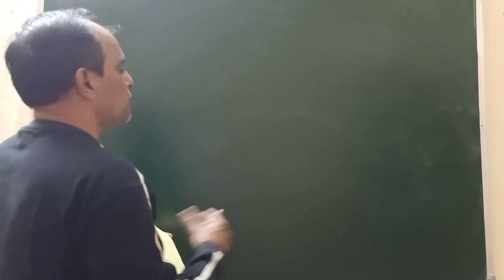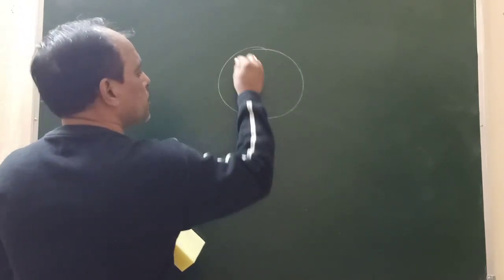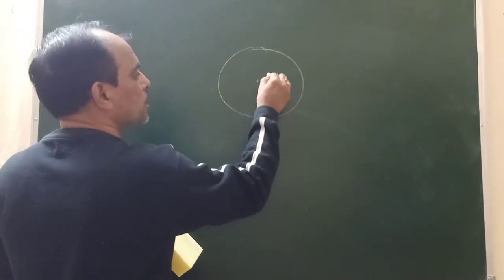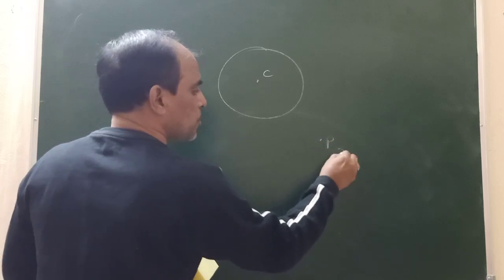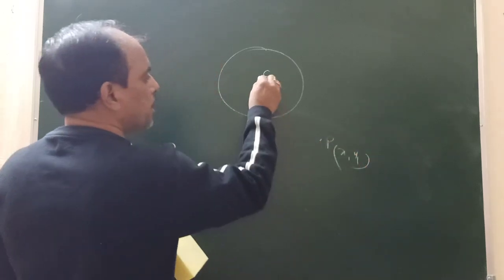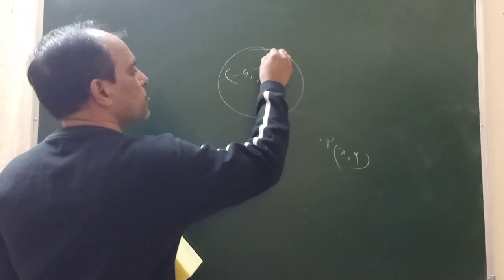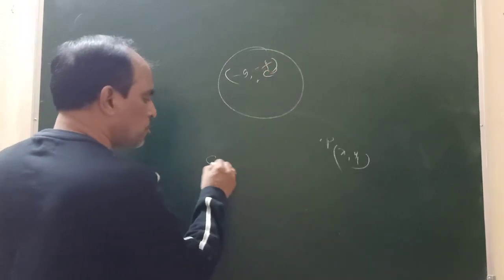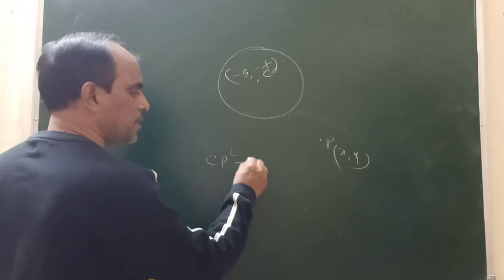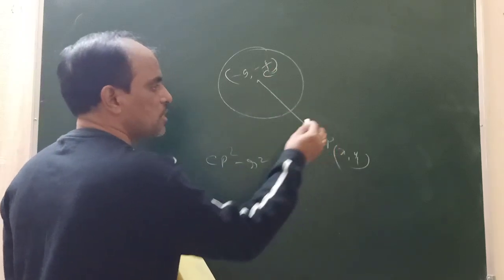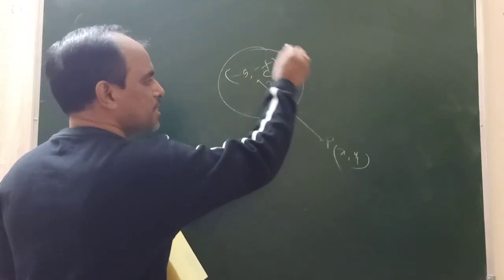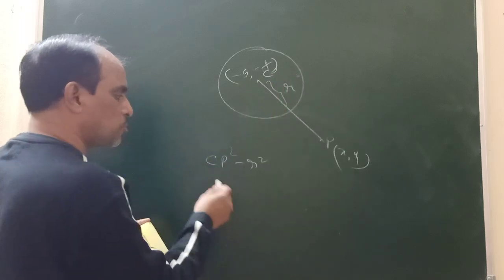Next one, this is also one of the points you have to remember always. Here is a point P (x1, y1), and here is the center C. Let us suppose this point is (-g, -f). What about CP square minus R square? CP square, this distance, minus radius square. So what about CP square?